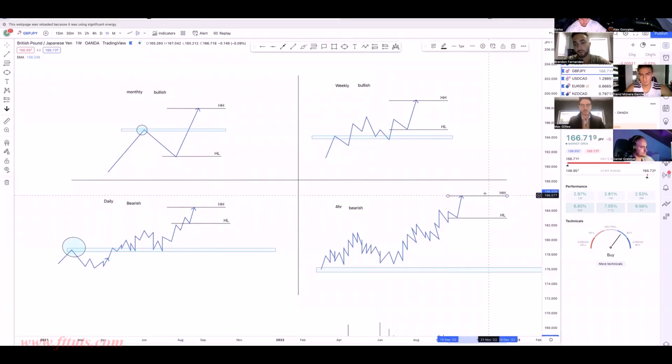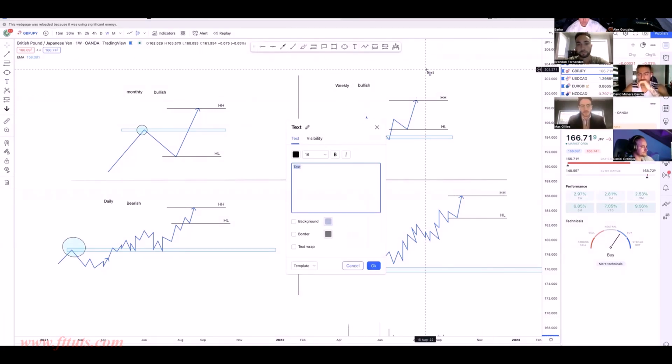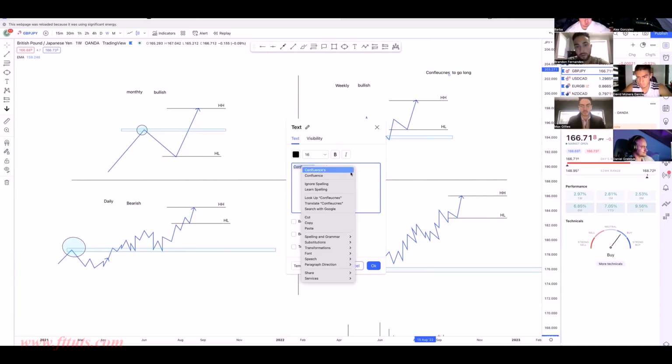So this is where, based off of yesterday's video alone, the first thing we would do when we would come here is say, okay, confluences to go long, right? So let's fix this. Spelled this so wrong. Confluences to go long.